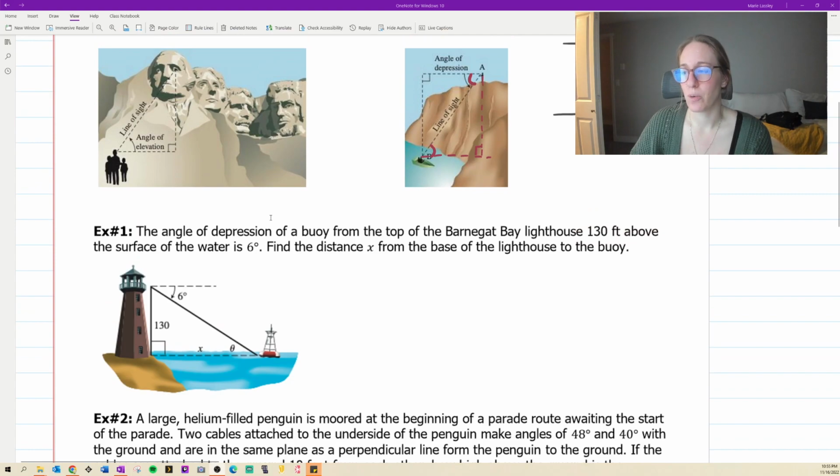Okay, so here's our first question. This is a very straightforward angle of depression problem, right? So it says the angle of depression of a buoy from the top of the Barnegat Bay Lighthouse. Cool.